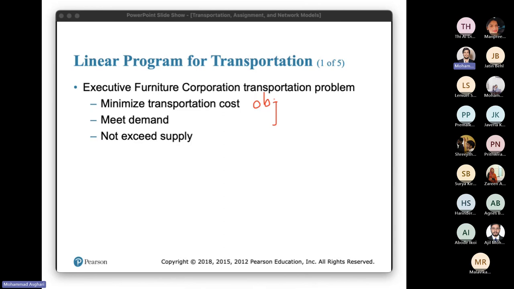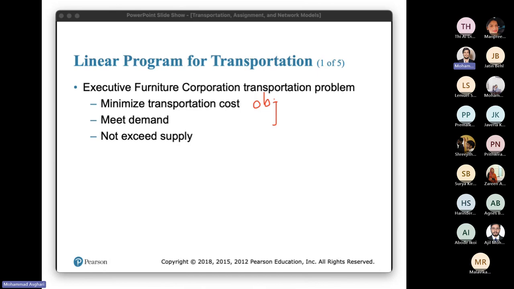Executive Furniture Corporation wants to make sure that they will meet demands. They have some demand points and a set of customers. They want to make sure that those customers are happy and will receive all the products required, and also that they are not promising something out of their capacity. In other words, they are not exceeding supply. For example, you have a factory in India that can make 100 units; can you promise 110 units from that? No, because it is out of the capacity of the factory. So we don't want this to happen.